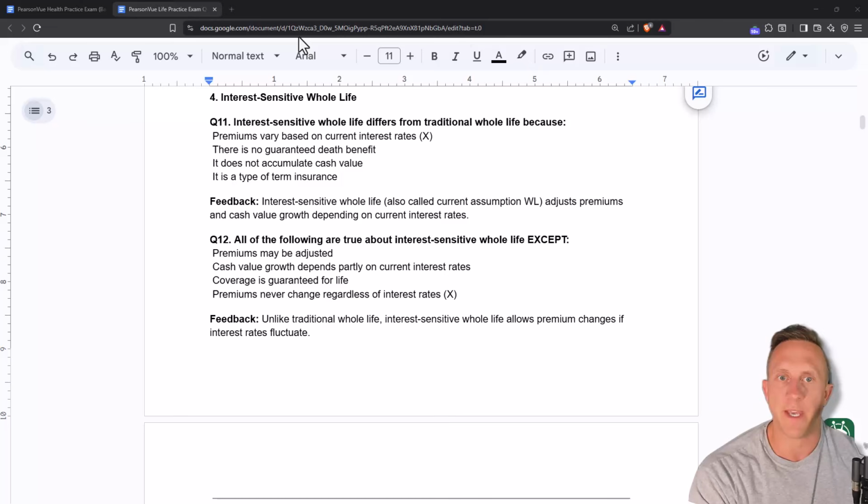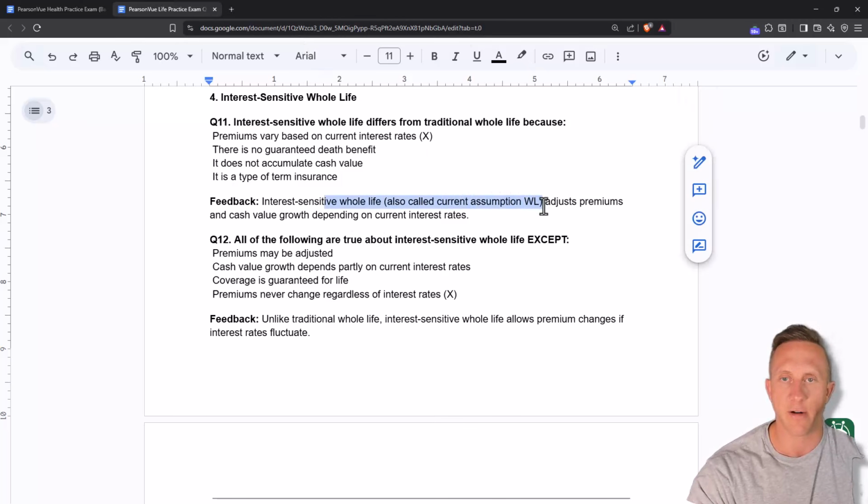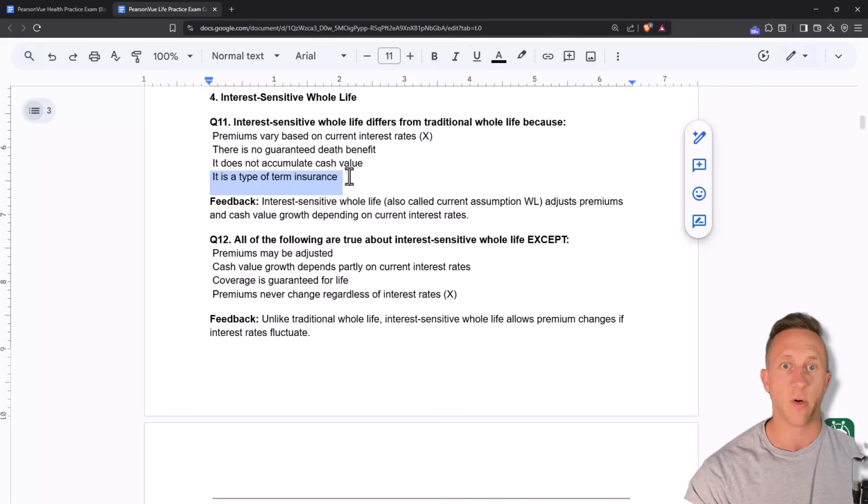Interest-sensitive whole life differs from traditional whole life because premiums vary based on current interest rates. Interest-sensitive whole life is also called current assumption whole life. You're going to see that current assumption whole life adjusts premiums and cash value growth depending on current interest rates. In interest-sensitive whole life, there is a guaranteed death benefit. They do accumulate cash value. They are not a type of term insurance. It's a whole life.